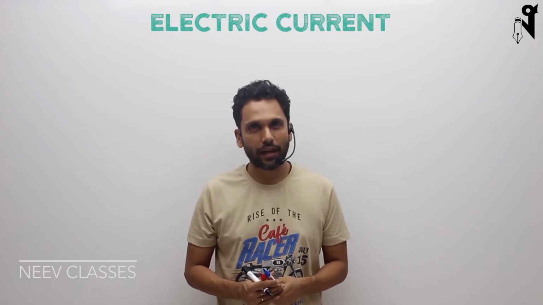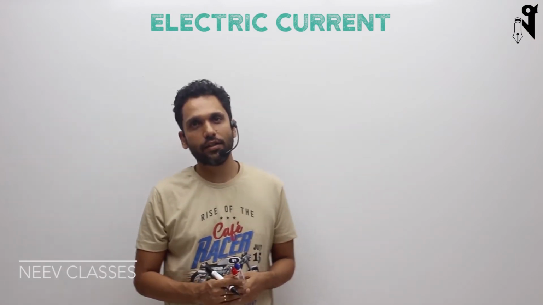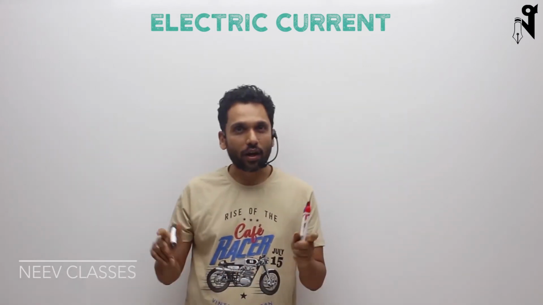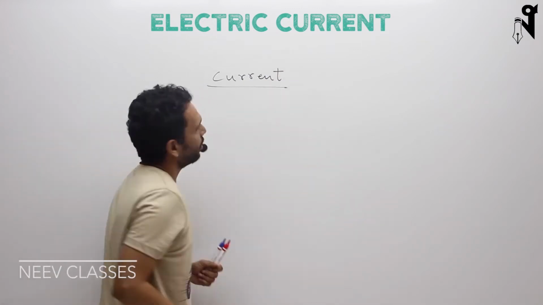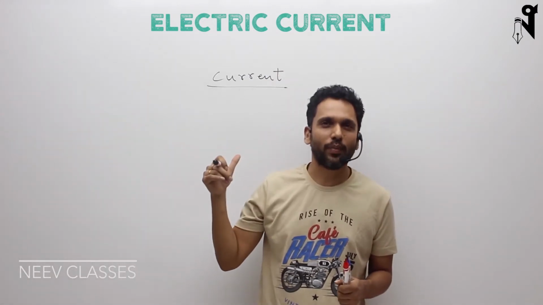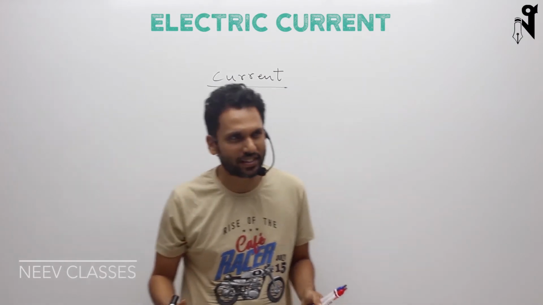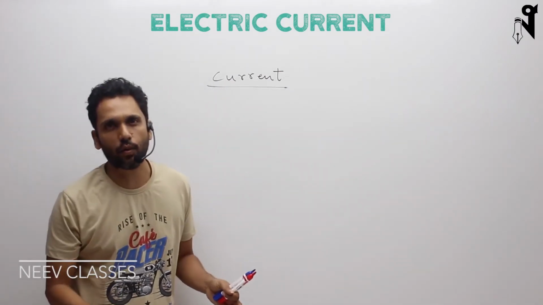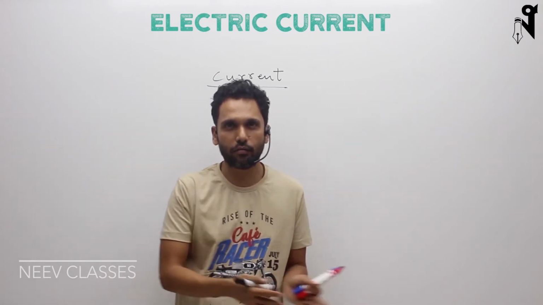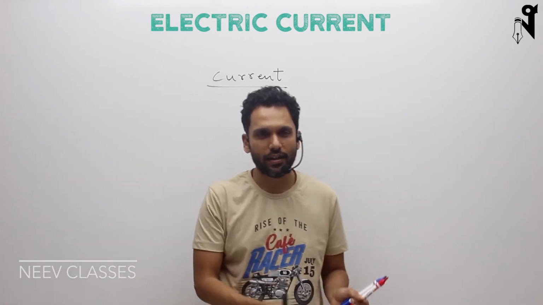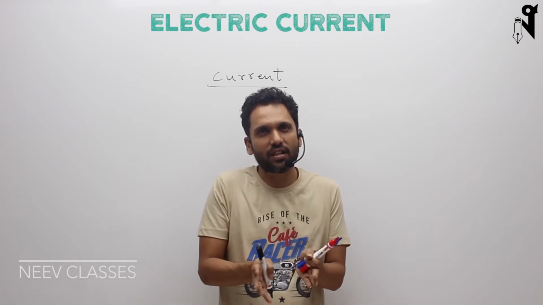Hi, now that we know what are the particles which carry charge, like electrons, protons, ions, let us now discuss what is electric current. So the word current, what does the word current mean in general? If I say there is a current in the river, what does it mean? It means that water is flowing in the river. If the water is not flowing, there is no current. So current signifies a flow of something.